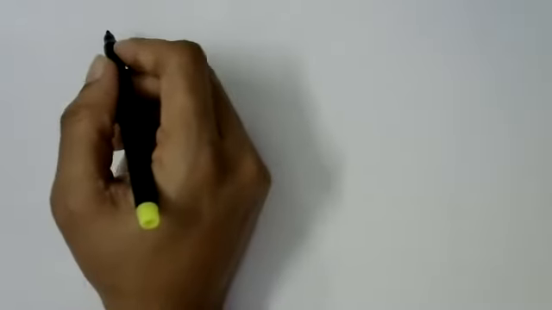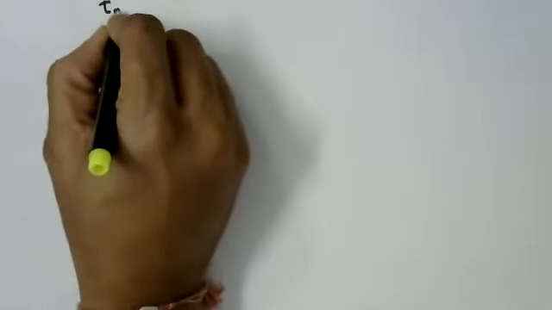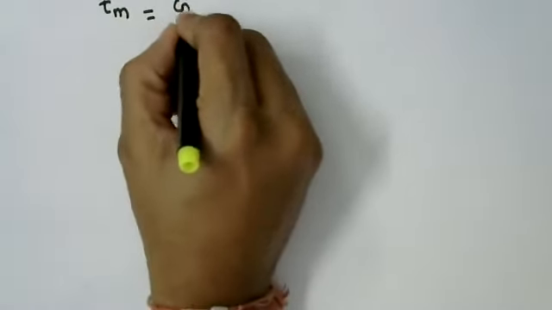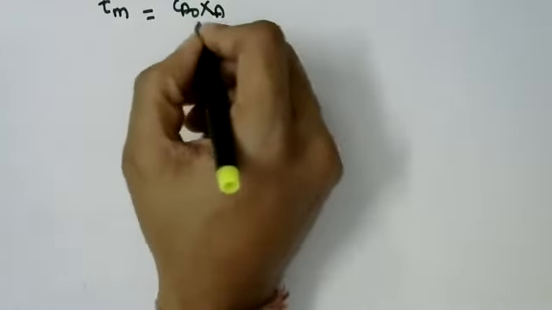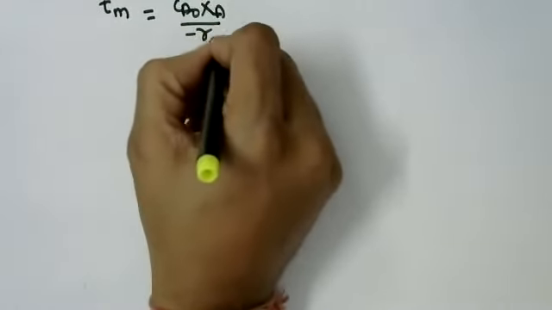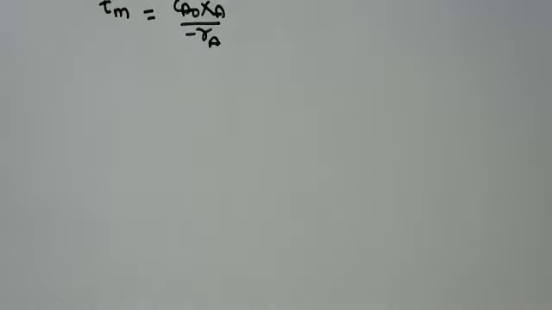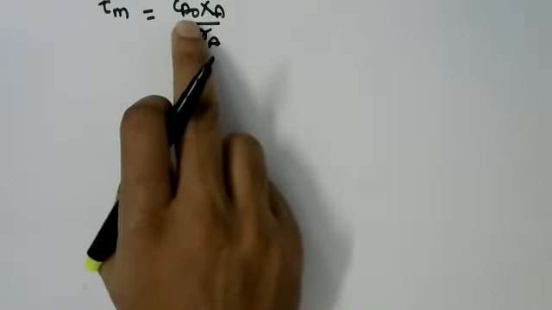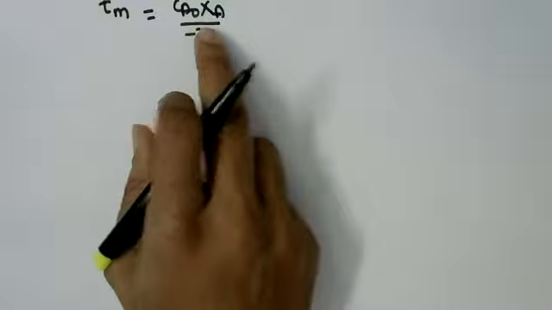Now we can write equation 9 as tau m is equal to Ca0 Xa upon minus Ra. Now for this further simplification, it is possible to replace Ca0 Xa with some other term. So what is that term? Let us try to understand it.